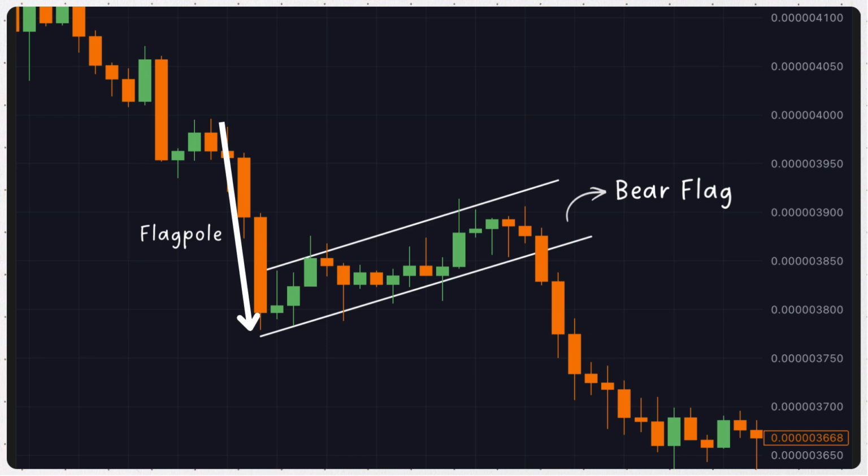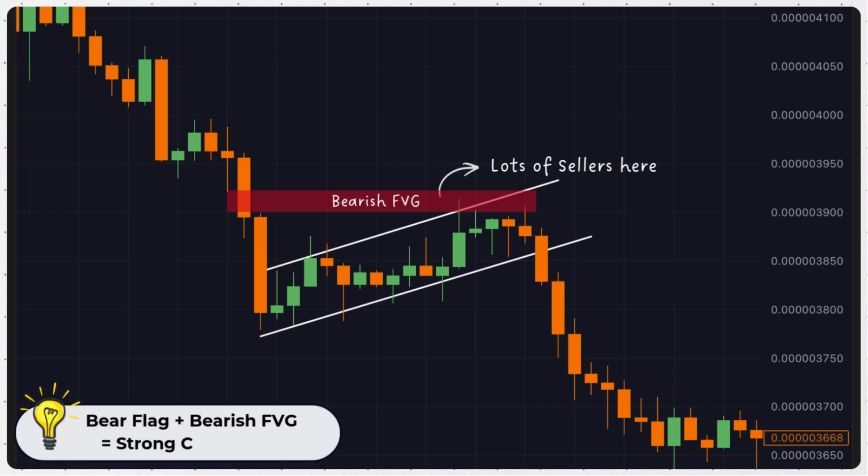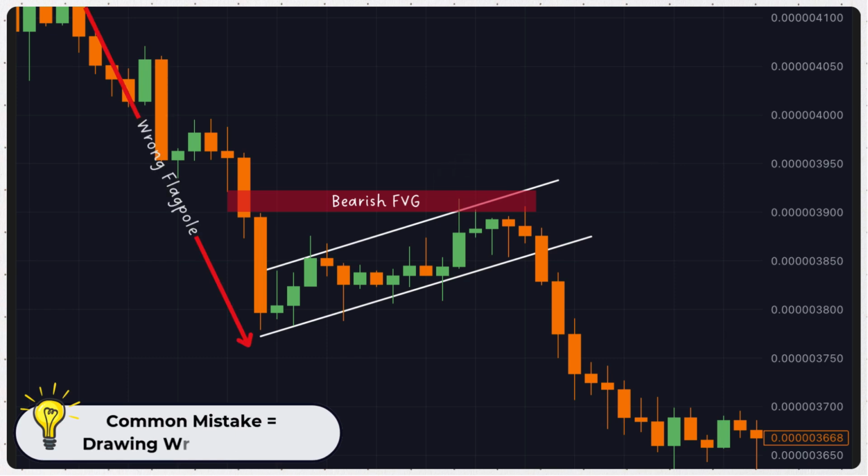Now here's the key detail. The highest point inside the channel aligns with the bearish fair value gap created during the initial sell-off. That means the pullback is retracing into an imbalance zone where sellers were previously dominant. A bear flag alone can work, but when the retracement aligns with a fair value gap, we now have confluence, structure plus location.